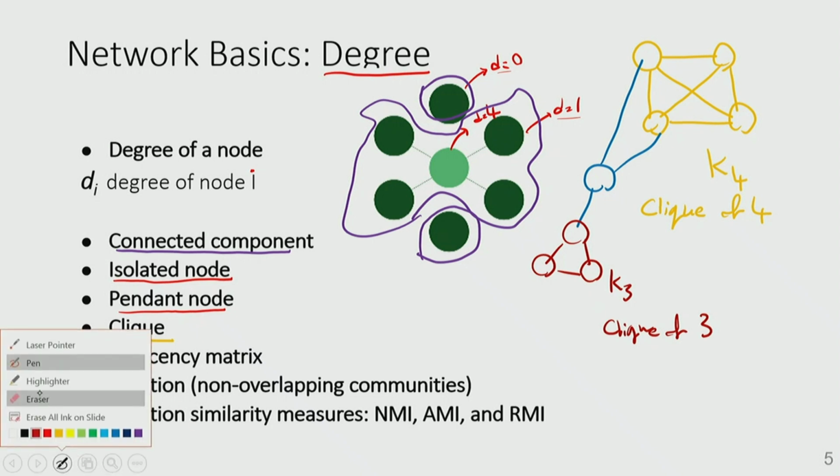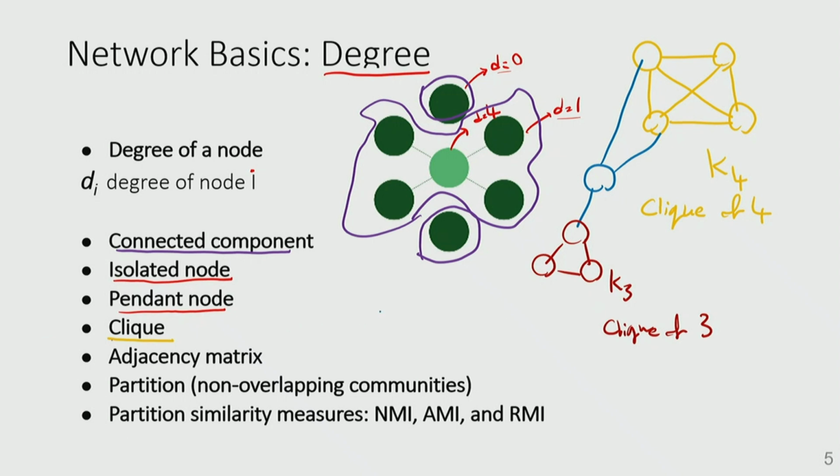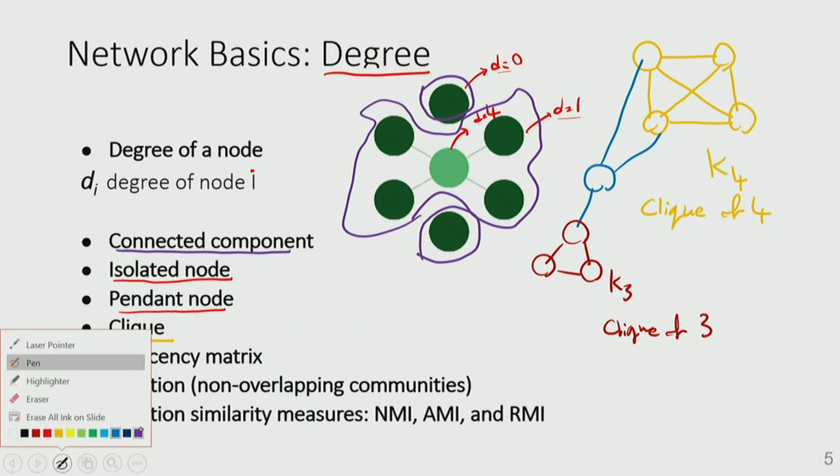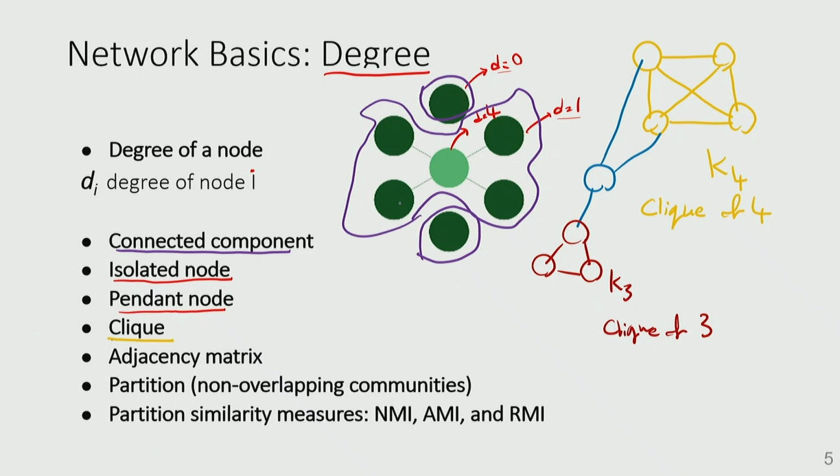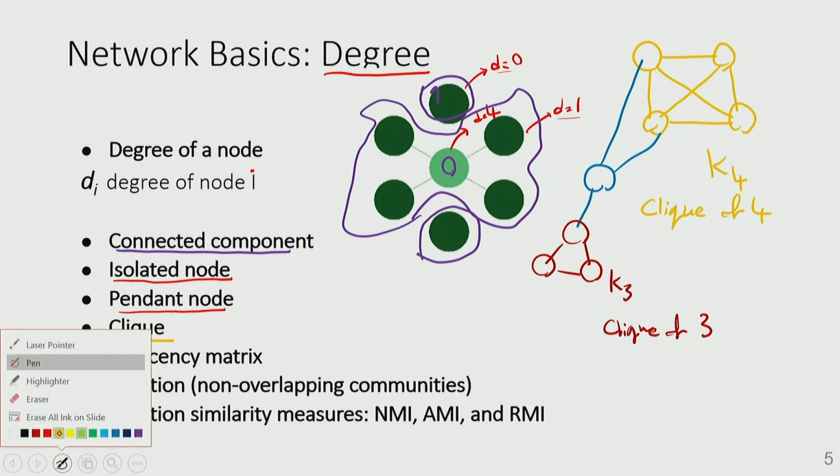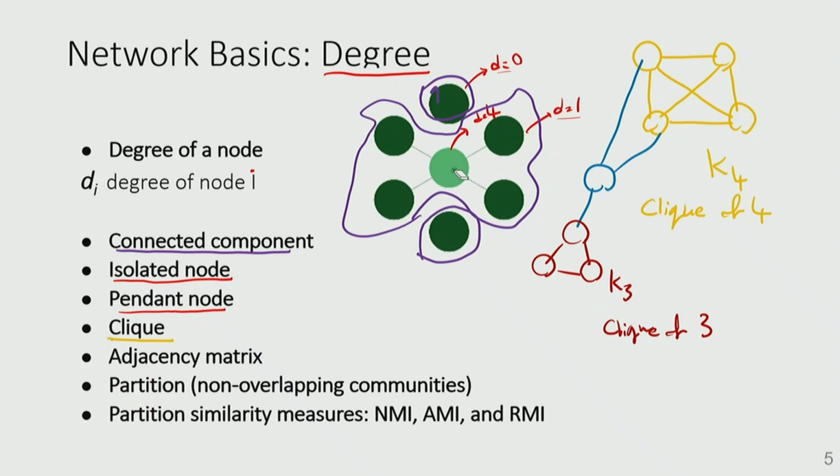An adjacency matrix is a matrix that shows the connectivity patterns of a network. So if in this network we enumerate the nodes 0, 1, 2, 3, 4, 5, 6, this graph can also be represented using an adjacency matrix that is 7 by 7.